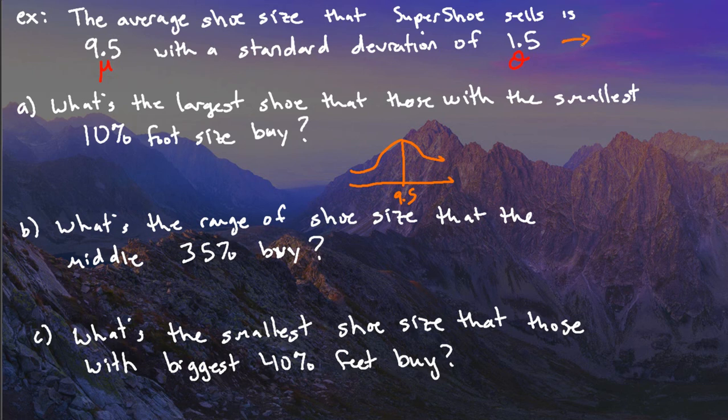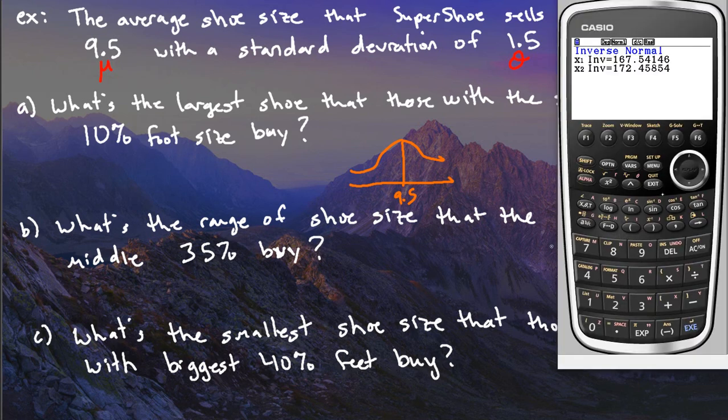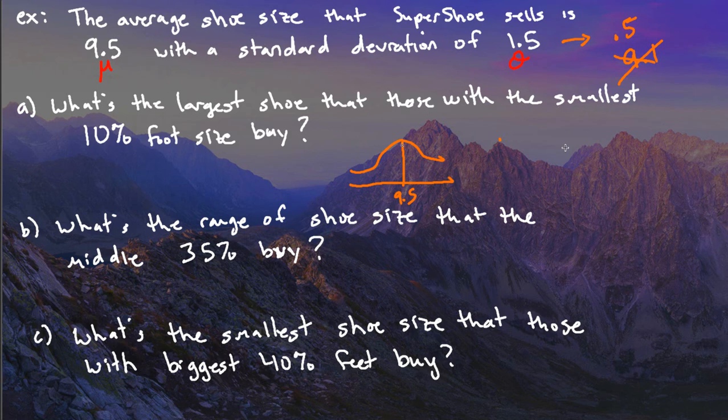Now we're going to want to bring in some context. Shoe sizes go in increments of a half, right? So a shoe size of 9.1 is not possible. So we're going to plug in this information, going back into our distribution. Our standard deviation is 1.5, and our mean is 9.5. And we want the largest shoe that those with the smallest feet buy.